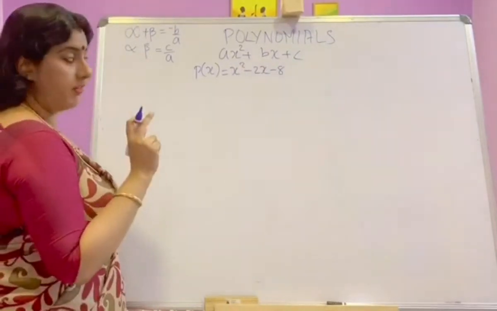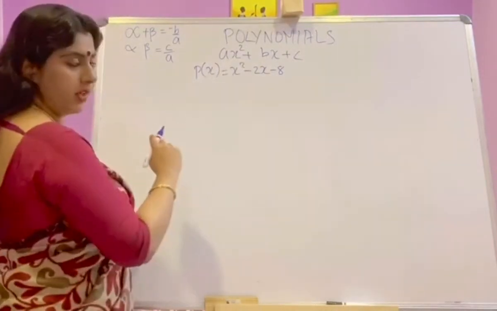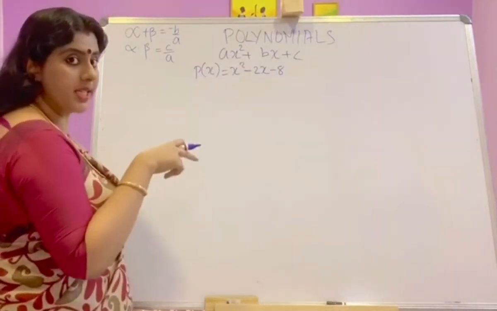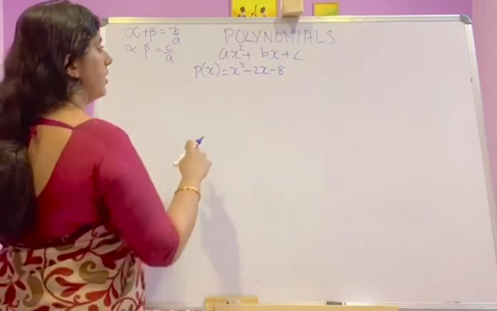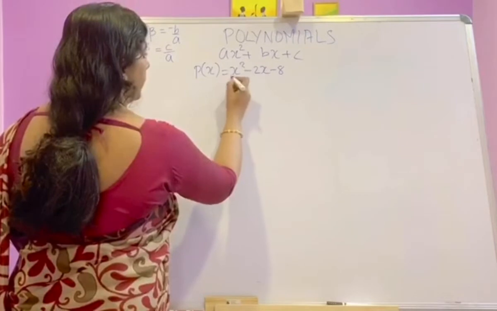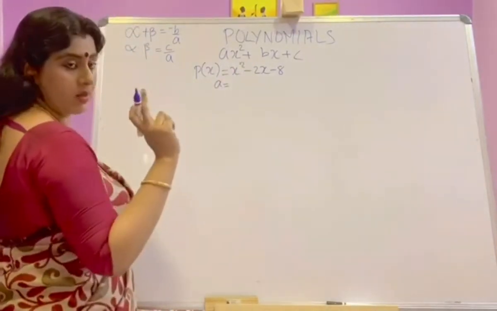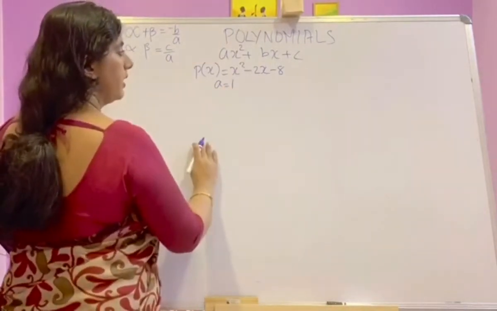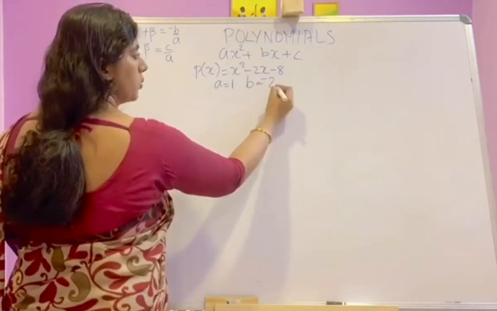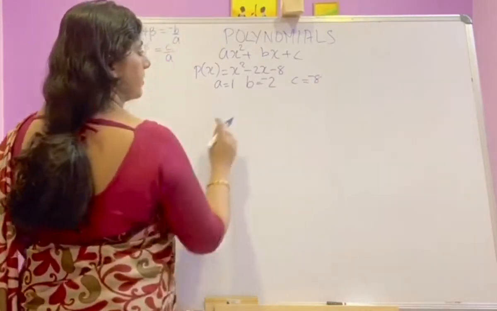First we want to check whether this is in descending order, that is powers in descending order. Yes, it is in descending order of powers. If it is not, first we want to rewrite it in descending order. So we can do the problem here. Here a is equal to, simply what x square means, that is 1x square. So a is equal to 1 here. B is equal to, take along with the sign, minus 2. C is equal to, again take along with the sign, that is minus 8.